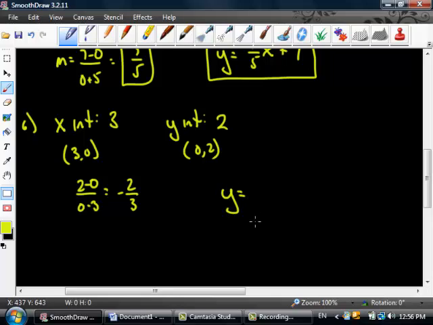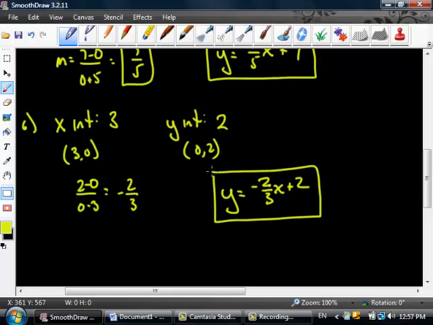Now, who can raise their hand and tell us what is the straight up slope-intercept form of this equation here? Justin. Y equals negative 2/3 x plus 2. Raise your hands if you got that. Simple, right? Very, very simple.